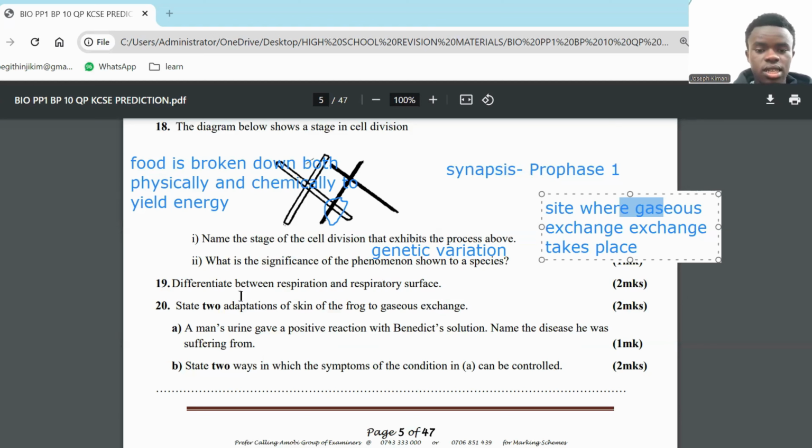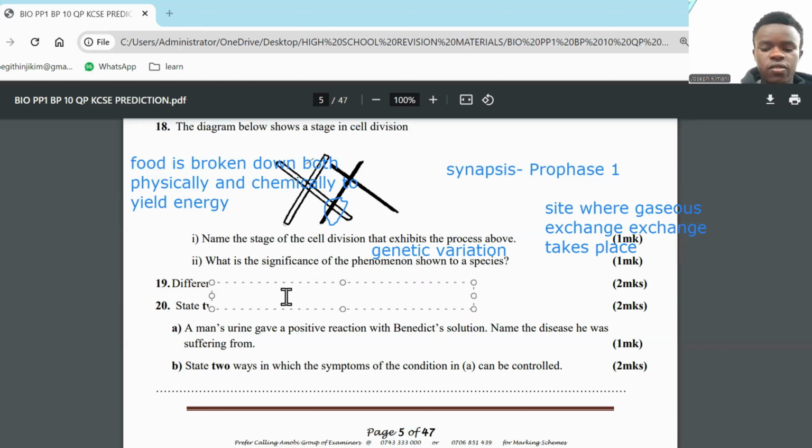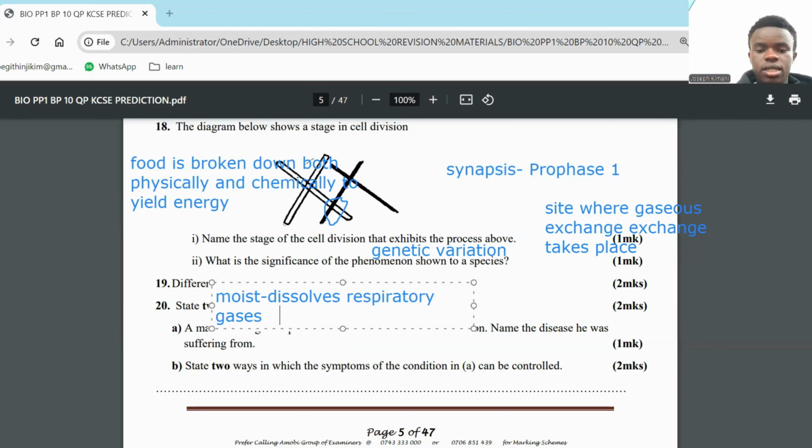Physical modification and the importance. So for instance, for the first one, we'll say that the skin of the frog is moist. Why? For ease, or to dissolve respiratory gases. And the second part, it's a thin skin. Why? For ease of gaseous exchange.